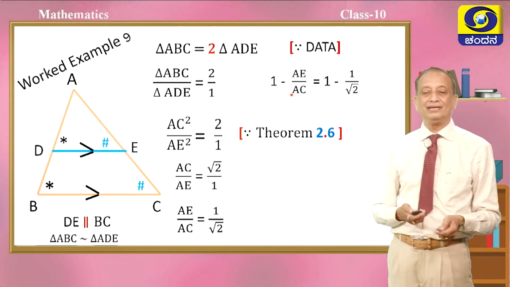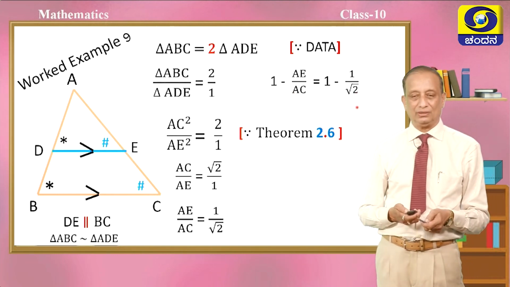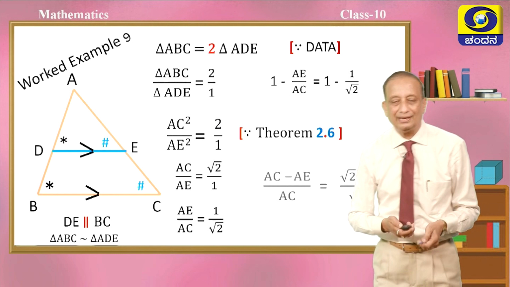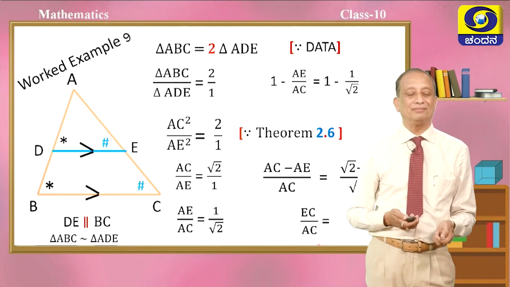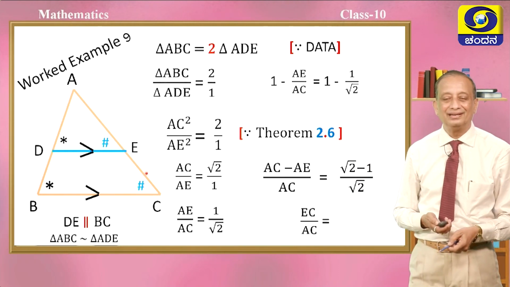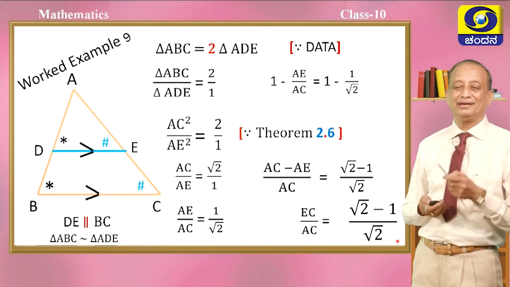So 1 minus AE by AC is also equal to 1 minus 1 by root 2. Take LCM on either side and simplify. If you subtract AE from AC, you get EC only. So EC by AC is equal to root 2 minus 1 divided by root 2.